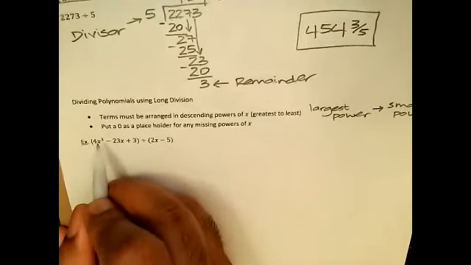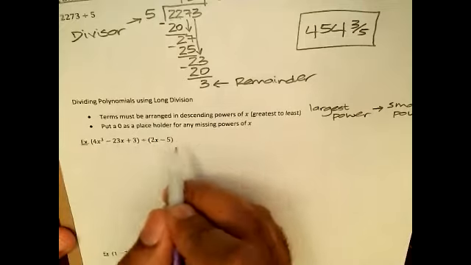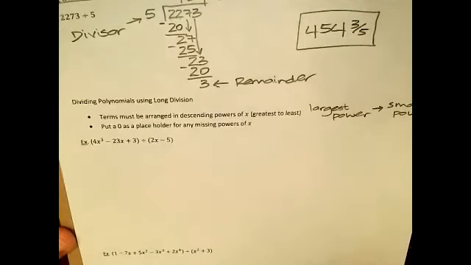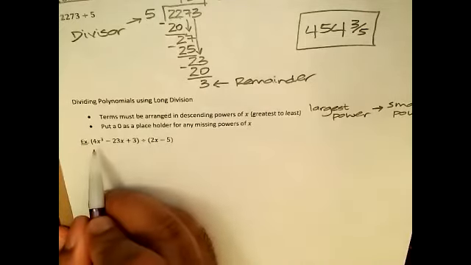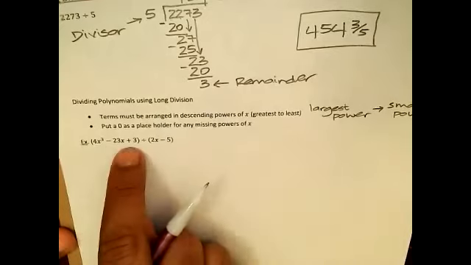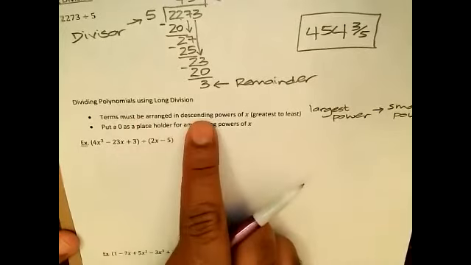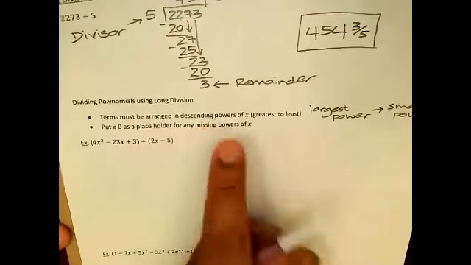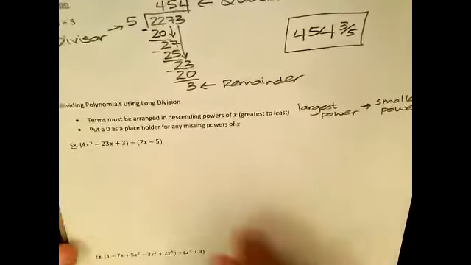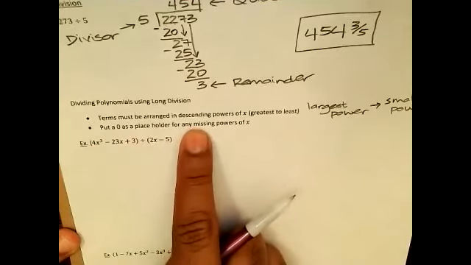So here I would like to divide 4x cubed minus 23x plus 3 by 2x minus 5. So my polynomial is 4x cubed minus 23x plus 3. Before I set this up to do the division, we need to check two things. First, we have to make sure the powers are arranged properly from the largest power down to the smallest power. And then we have to make sure that there aren't any missing powers.